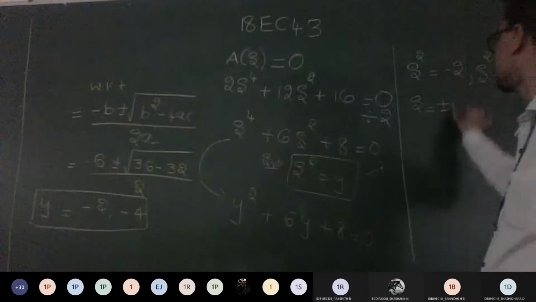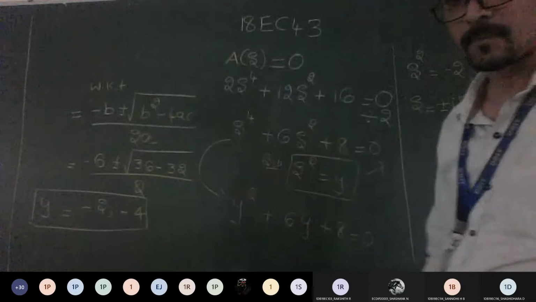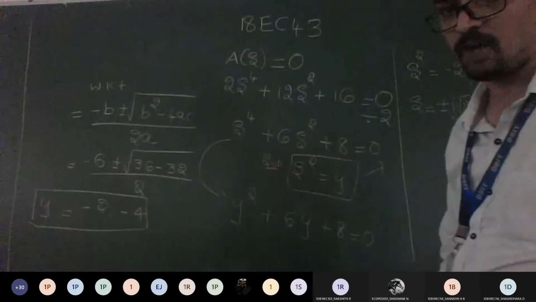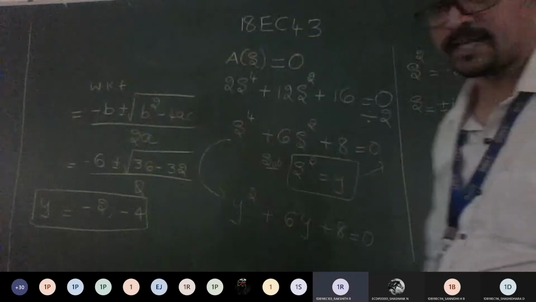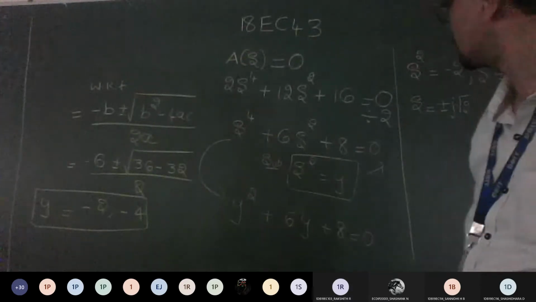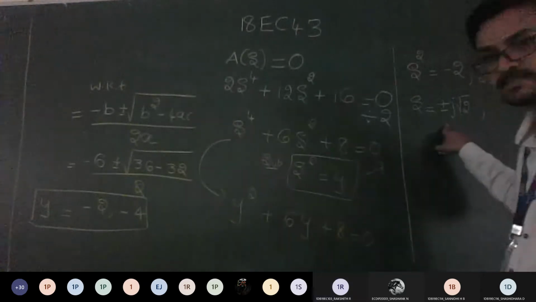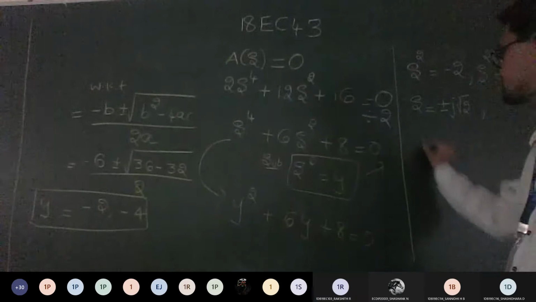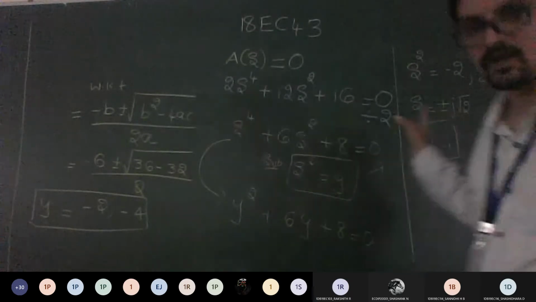Can I write it as j root 2? I hope everyone remembers the complex term. Root of minus 1 is j, j square is equal to minus 1. Do you remember, guys? Can I write like this? So what is the value of j square? Nothing but minus 1.